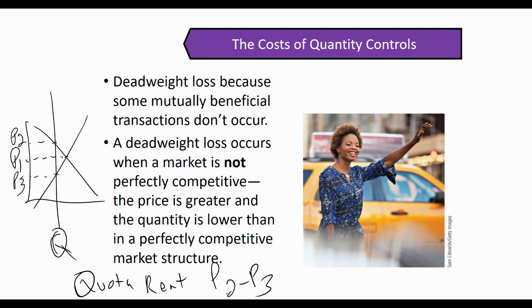Per transaction. That's per individual transaction. The total quota rent would be, if we label that Q1, Q1 times P2 minus P3 would be the total quota rent. All right. But this, once again, the deadweight loss occurs when the market is not perfectly competitive. The price is greater and the quantity is lower than a perfectly competitive typical market structure because we're not at equilibrium. It's creating this dead weight here. It's creating that dead weight there.